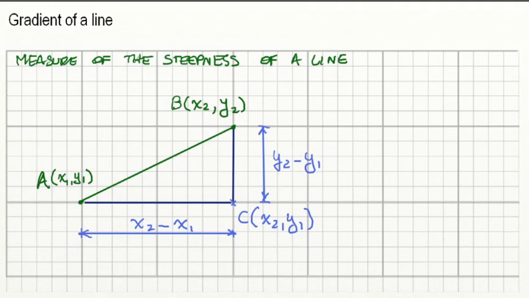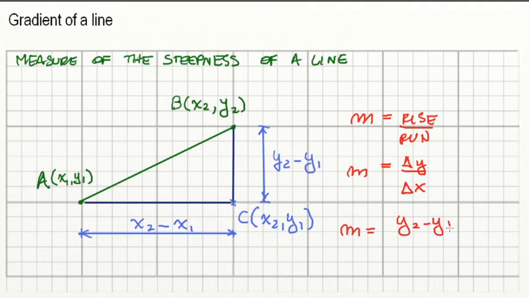So if we are to calculate our gradient, for those of you who have done this before, you probably remember rise over run, right? What is rise? Well, delta y. What is run? Delta x. So change in y over change in x. And there you go. So your gradient would be y2 minus y1 over x2 minus x1.